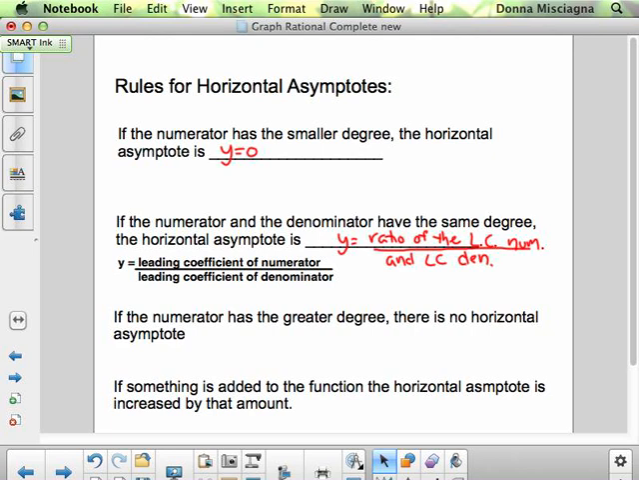If the numerator has the greater degree, there is no horizontal asymptote. We're not just going to be looking at those. We're going to be looking at ones that do have horizontal asymptotes. And then if something is added to the function, the horizontal asymptote is increased by that amount because it shifts the graph up or down. I guess I should say increased or decreased, because if it's negative, it's obviously going to be decreased. So go ahead and add decreased in there.